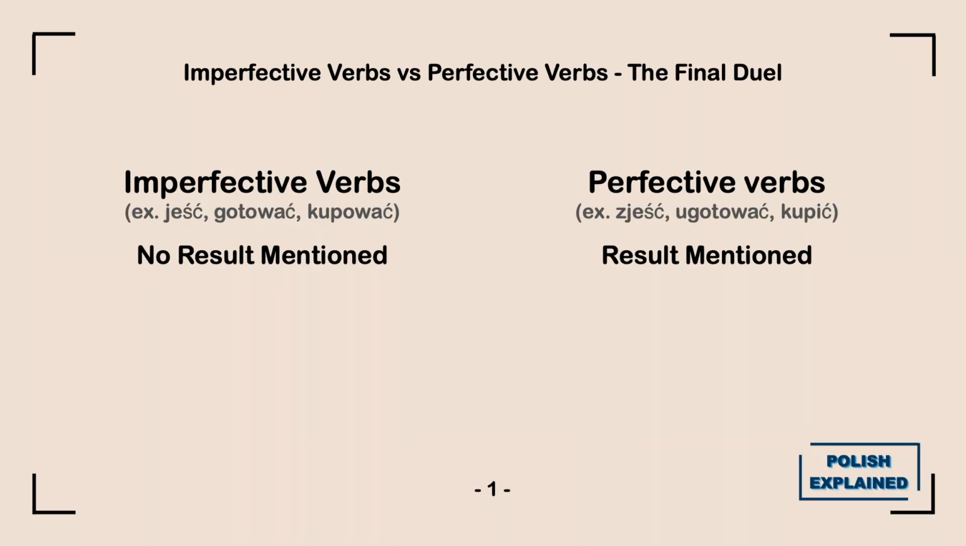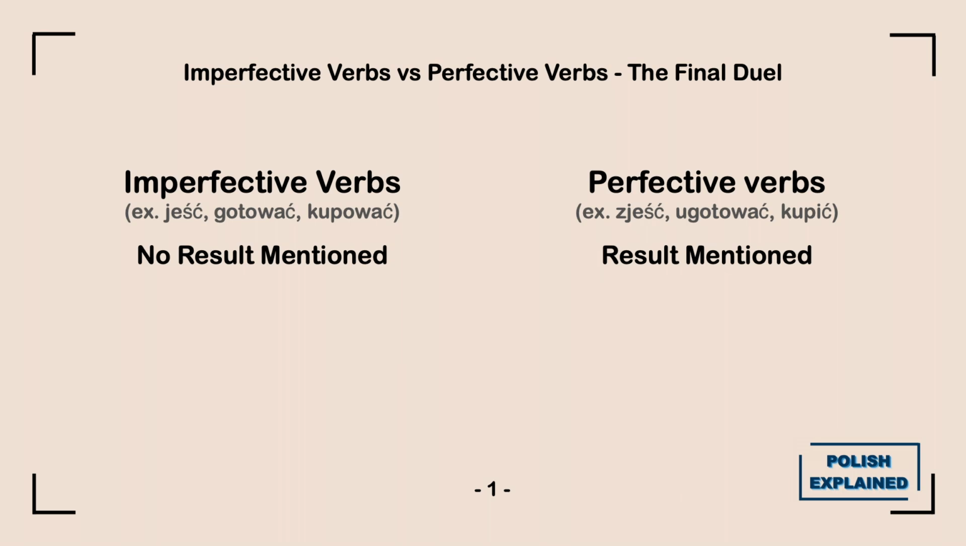I know that the idea of an action being completed or not may sound vague, particularly in future tense. Now let's have a look at different situations when either perfective or imperfective verbs are used. The first case when we need to choose between imperfective and perfective verbs is when we decide to include information about the result of an action or not.